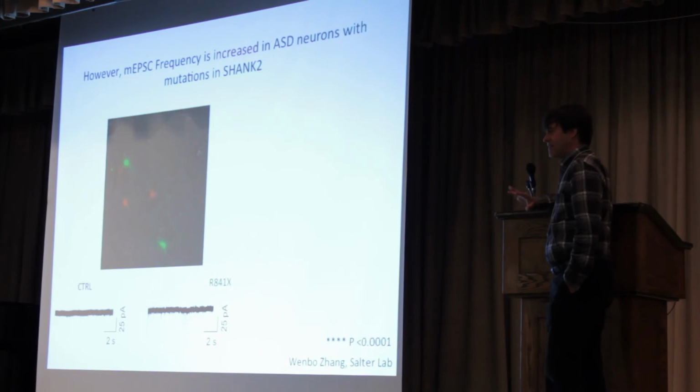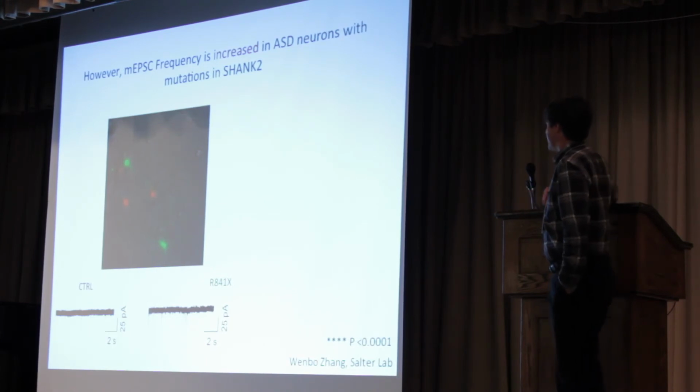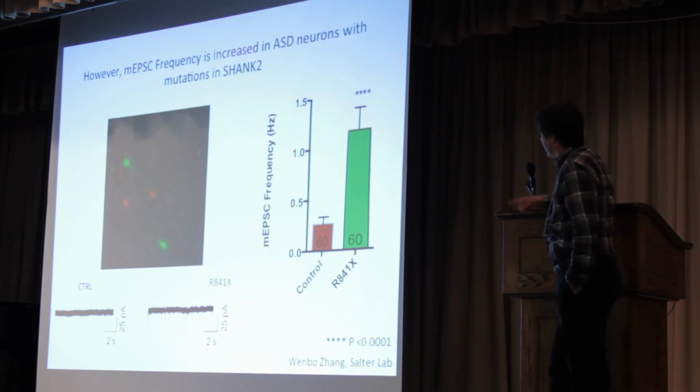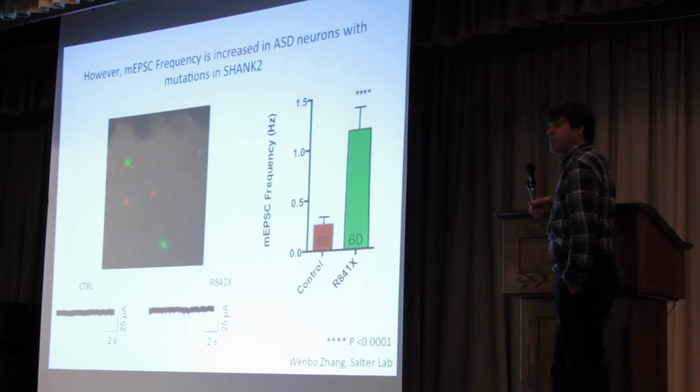They're done in a kind of technically different way. But in this case, you can see more bars sticking down for the green cells than for the unaffected cells. And that's shown here, where the R841X is the SHANK2 ASD individuals, and you can see that in this case, that EPSC frequency is way up.